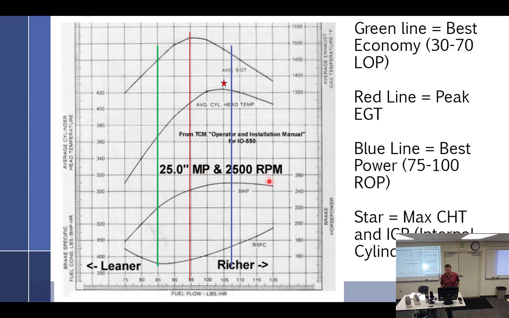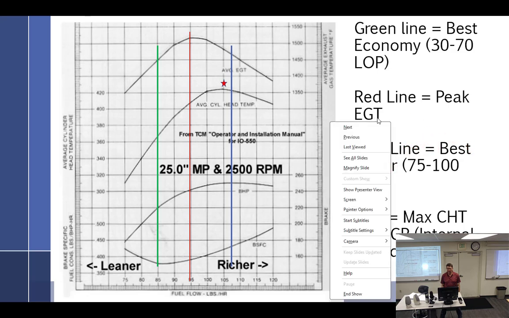Okay, what we have here is brake horsepower. That's how much horsepower the engine's producing. And right here is brake specific fuel consumption, BSFC. It's kind of like fuel efficiency, so it's how much horsepower you're getting per fuel consumption. So I've got my green line. Now we want to go to the blue line. Blue line equals best power.